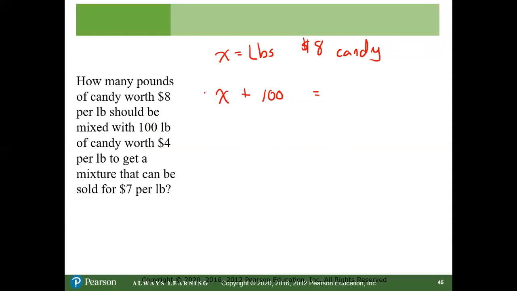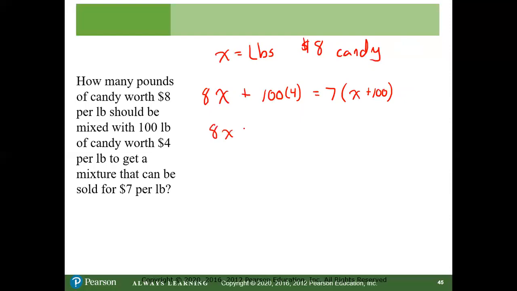So this is $8 per pound plus this 100 pounds that's going to cost $4 per pound, which will give us some grand total of $7 per pound with the amount of total candy, which is going to be X plus 100, because you have X pounds plus 100 pounds of $4 candy is going to be some total amount of pounds that's going to be worth $7 a pound. And then we can start to simplify this pretty quickly.